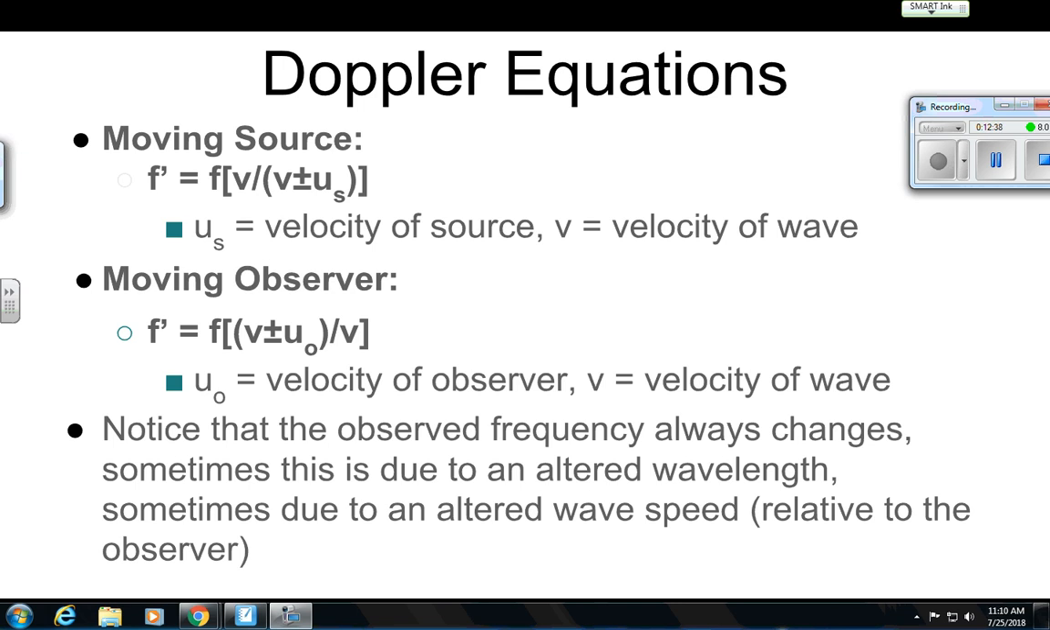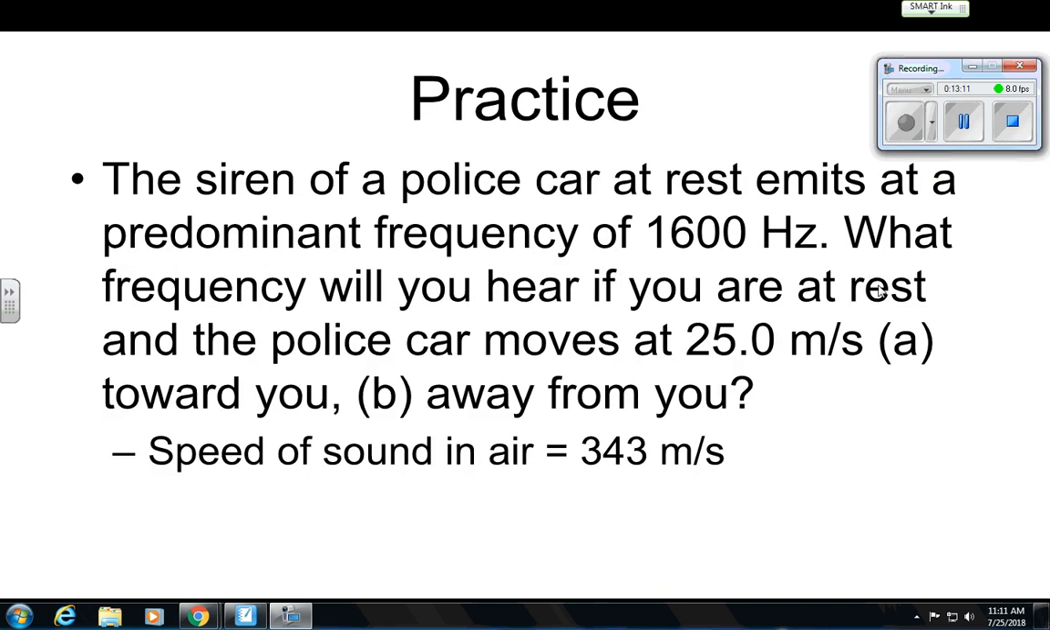And again, a thing that I want you to recognize here is that these equations deal with the frequency. The frequency, the observed frequency, will be what always changes. And that can be either due to a change in wavelength. Again, the wavelength will be different if the source is moving, or due to an altered wave speed. And the wave speed will be different if the observer is moving. That's the wave speed relative to the observer. You can combine these Doppler equations with the classic wave equation, wavelength times frequency. Just remember that, because that will help you solve some situations as needed.